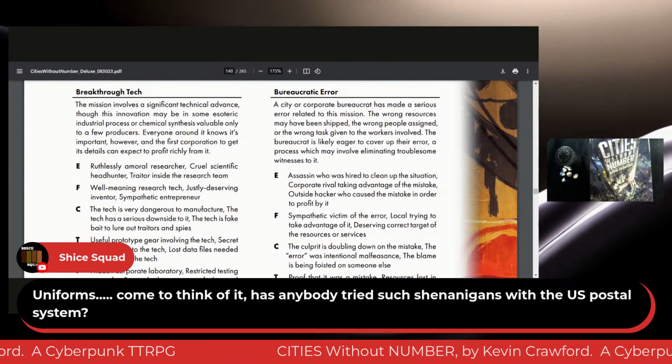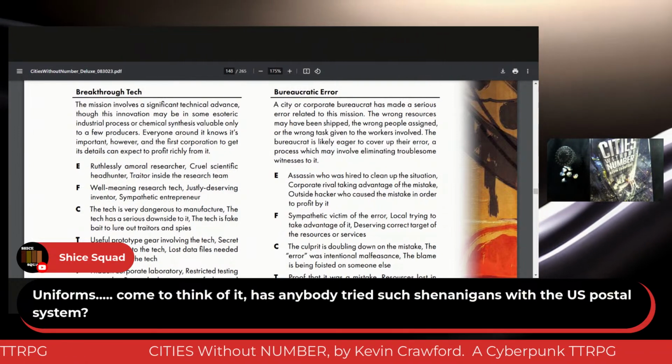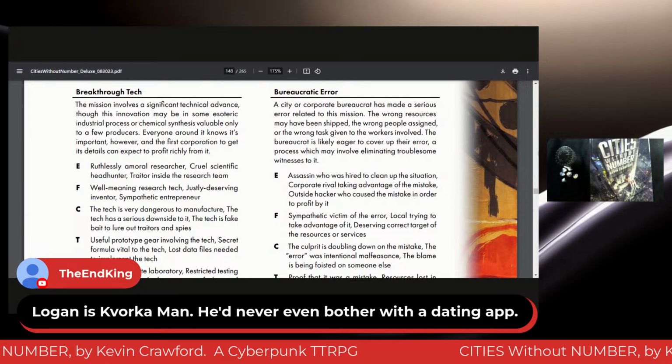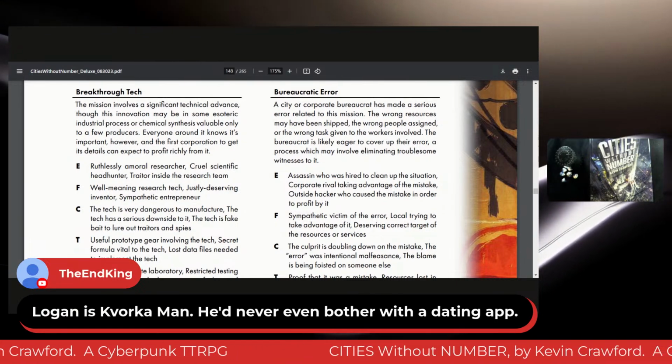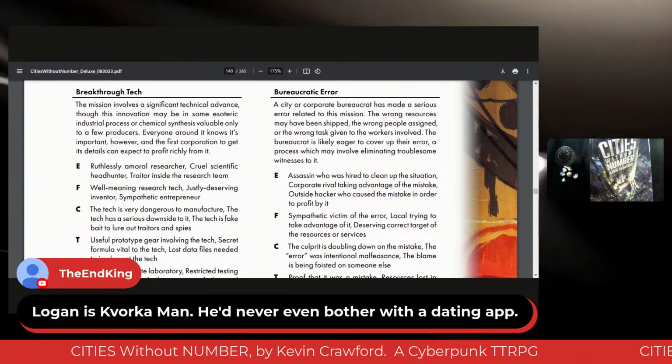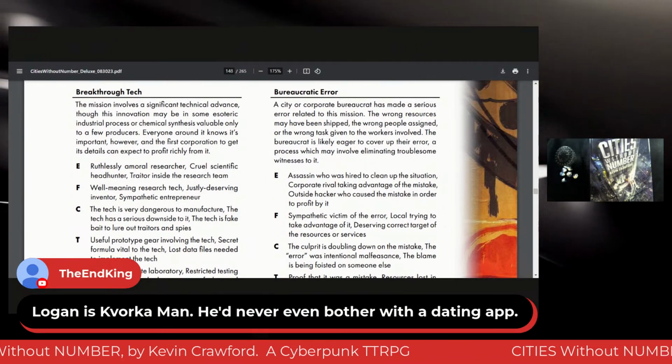Logan is Kavorka, man. He'd never even bother with a dating app. I know, I was just being an asshole. I said that. Drew says, interesting model you have there. I have many of these things in my RPG system, I just call them differently. Should put more of these things on my Discord.